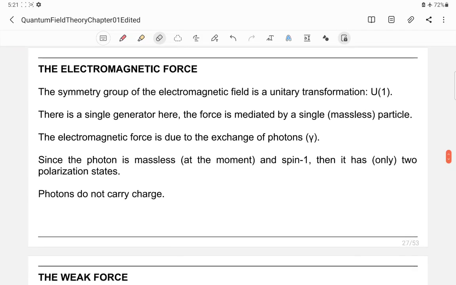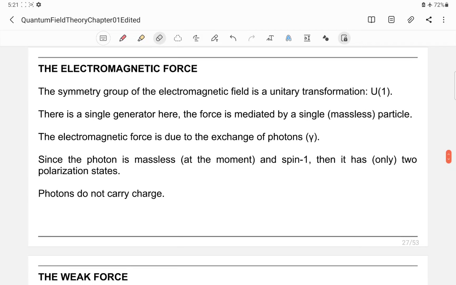So we start describing each of the forces. The symmetry group for the electromagnetic field is the unitary transformation U(1). There is a single generator here, so there is one mediating particle called the photon, and it's massless. For now, it's massless.